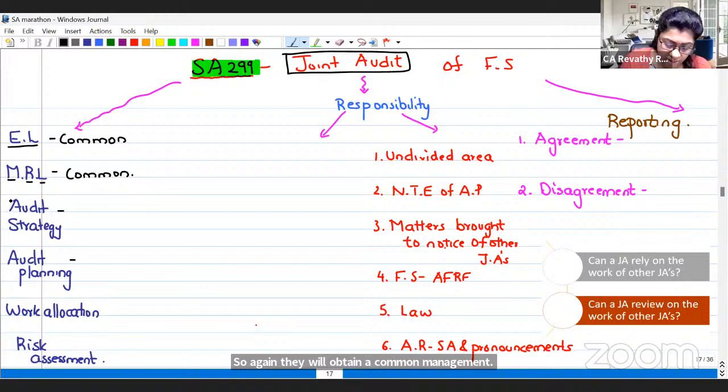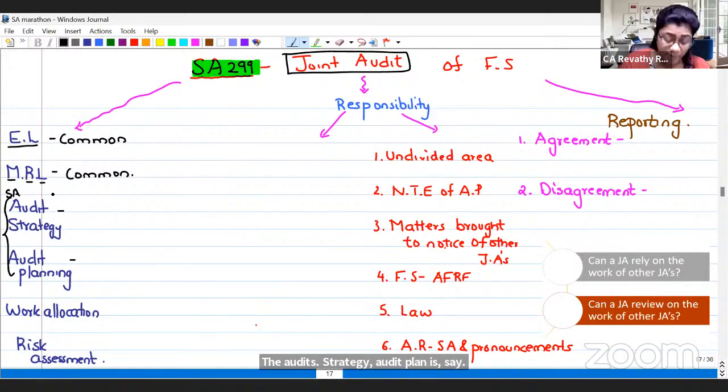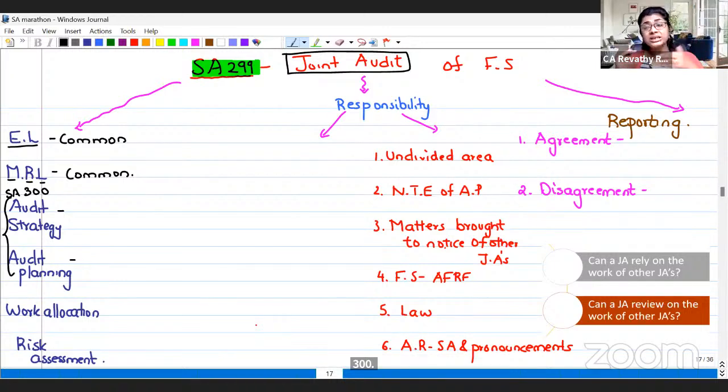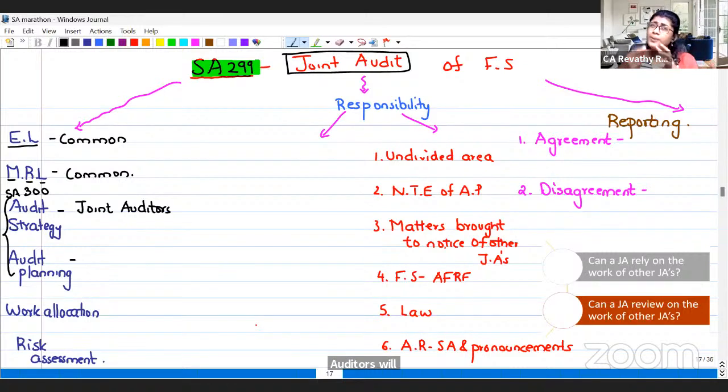The audit strategy, audit plan, is the next standard which we are going to study, 300. Who will establish the audit strategy? Strategy is what to do. Joint auditors will jointly establish what to do. Planning is how to do. Who will plan? Engagement partners and key engagement team. Remember engagement partner, engagement team, standard 220.